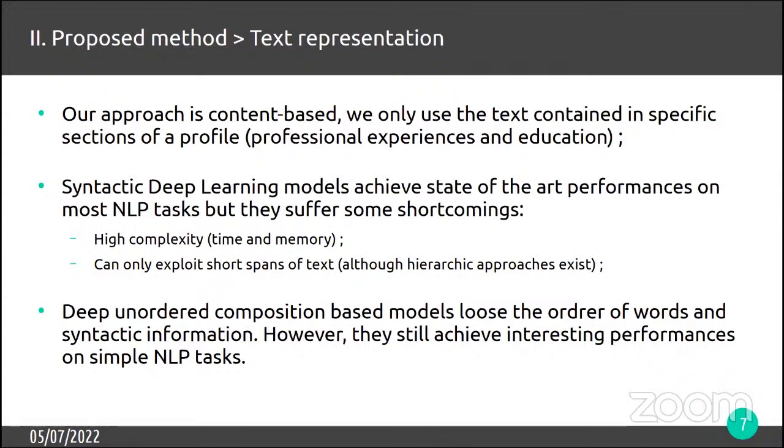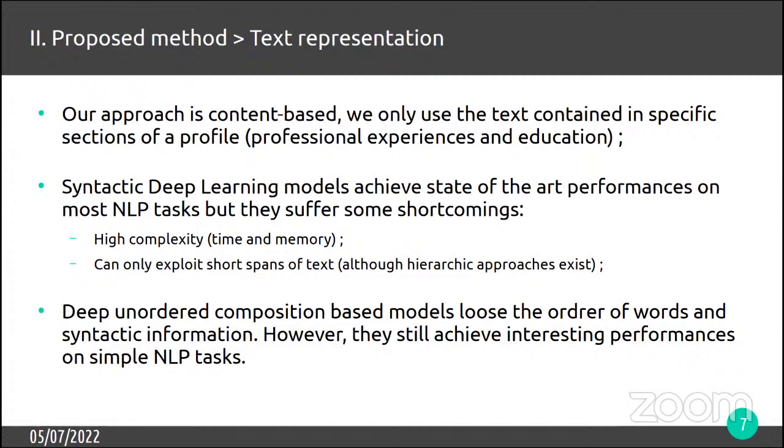Okay, so now that I've presented the task, I've told you that we were working on profile text. So now I'm going to develop this part. How do we handle the text? Well, there are two ways to do it. With the current state of the art in natural language processing, we can use big complex models, often called sequential deep learning models, like transformers, for example. Those models achieve state-of-the-art performance. However, they have a few shortcomings.